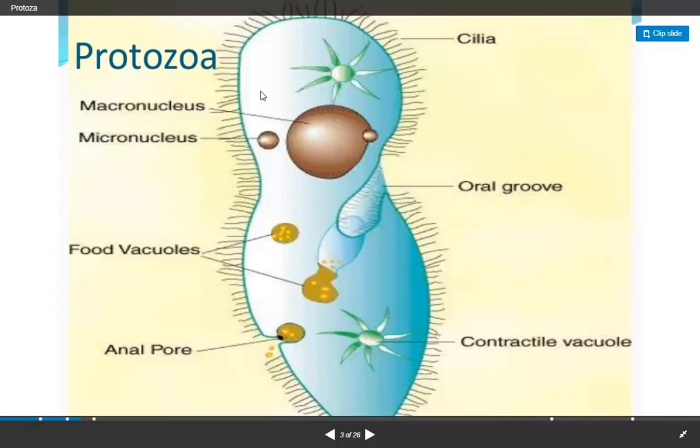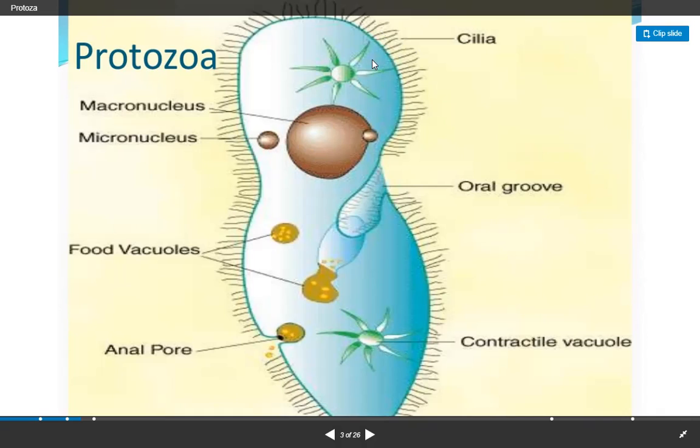This is a generalized structure of a protozoa. As we know, paramecium is one of the best examples of the protozoan, and in this diagram you can see they have different organelles in their cell, and they make a complete body. Protozoans have a macronucleus and a micronucleus. Macronucleus is the larger nucleus, whereas micronucleus means the smaller nucleus.